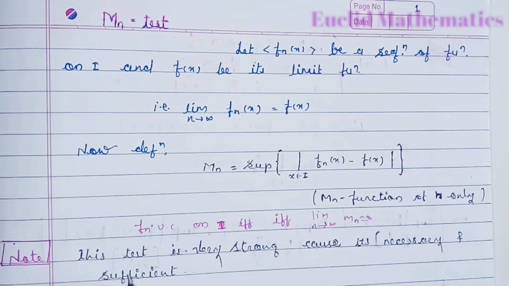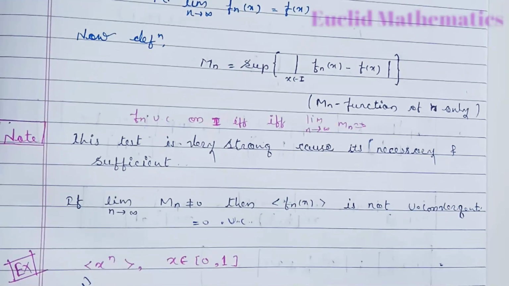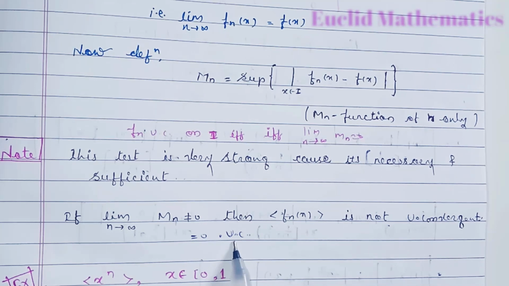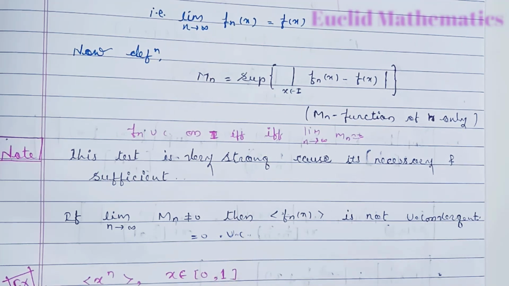So here it is an important note: this test is very strong because it is a necessary and sufficient condition. And one more condition here: if limit n tends to infinity of M_n is non-zero, then the sequence of functions f_n(x) is not uniformly convergent, and if it is 0, then the sequence of functions f_n(x) is always uniformly convergent. So for better understanding of that result, we go through some examples. So let's start the example.